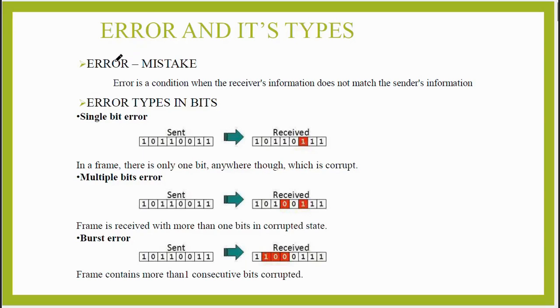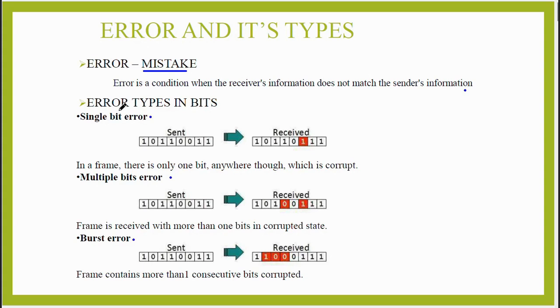Let's see about the basics. We all know what an error is. Error is some mistake. In networking, an error is a condition when the receiver's information does not match the sender's information. The receiver's information is zeros or ones, but it does not match the sender's. In bits, there are three types of error: single bit error, multiple bit error, and burst error.